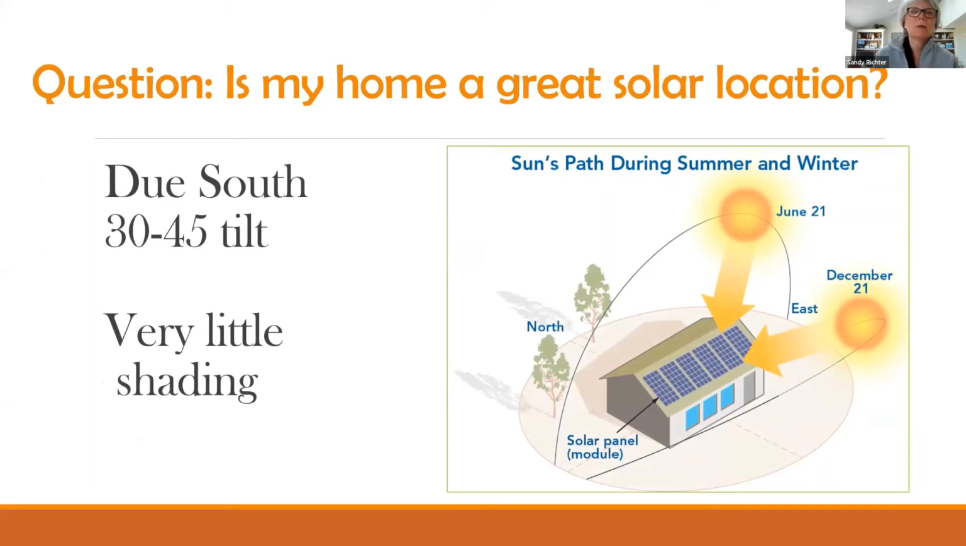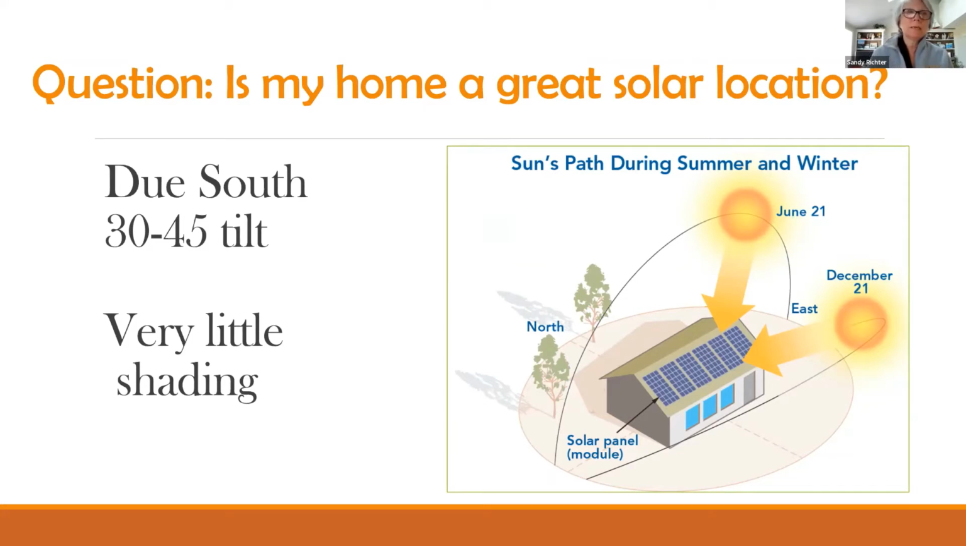This is a good place to start because it's all about location, location, location, like everything. I've used this slide so many times and it explains everything. Basically, you need a roof that is due south. So one of the roofs on your house, one of the angles should be due south. Ideally, the tilt should be 30 to 45 degrees.